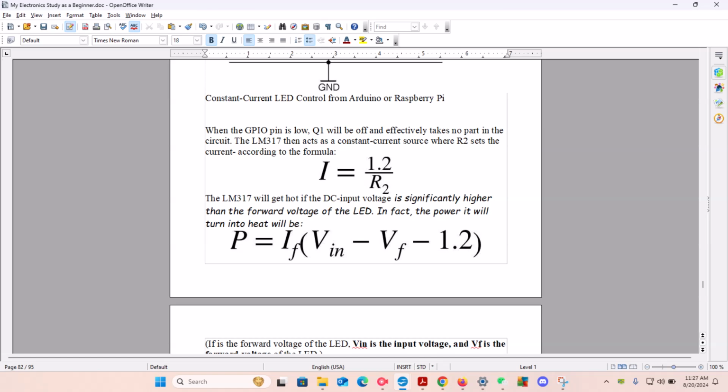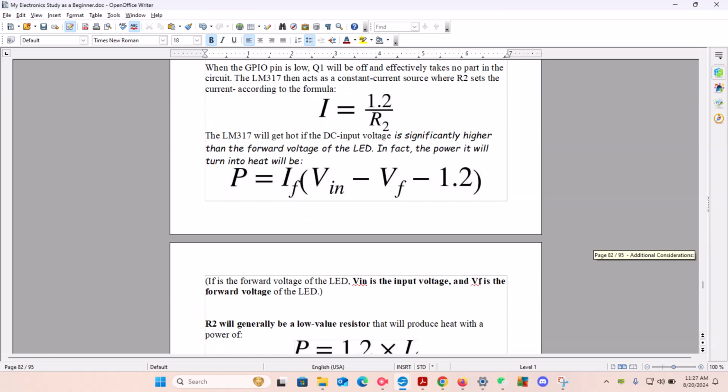So technically what happens is you have to calculate, algebraically, voltage in minus voltage forward minus 1.2. You calculate all that, then you multiply the forward current by it, then you'll get the power. This is just simply Algebra 101, order of operations. So parentheses is always the first thing in the calculation. In this case, it may not matter. You may come up with the same answer. But in terms of form, always calculate parentheses first.